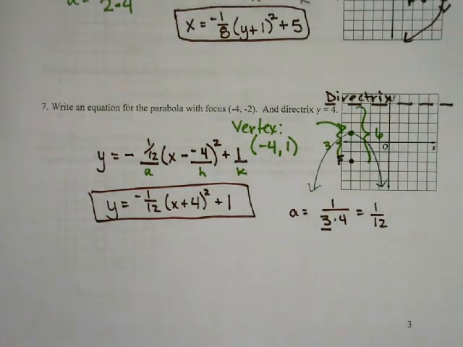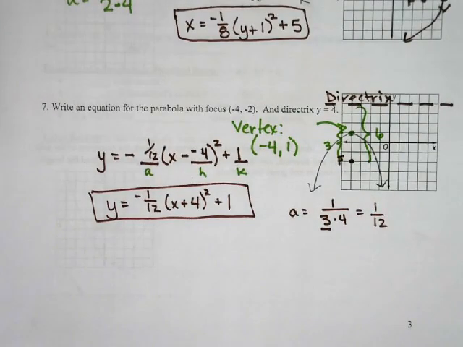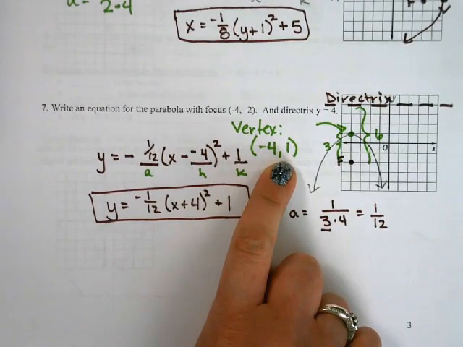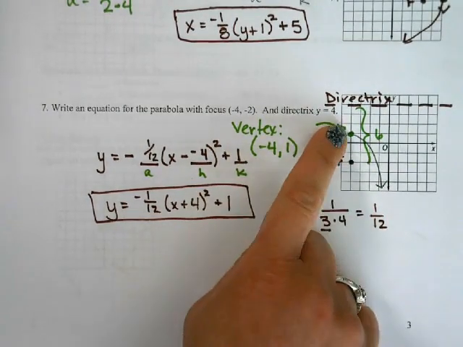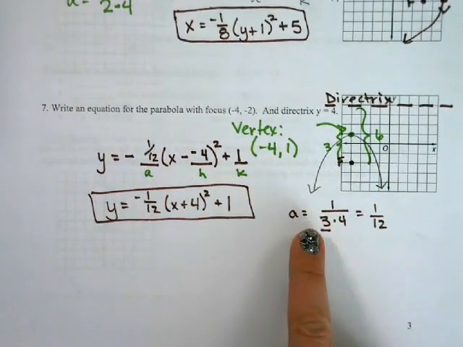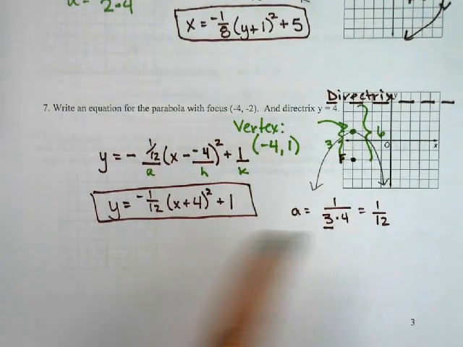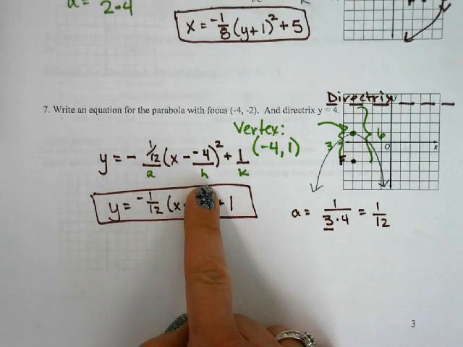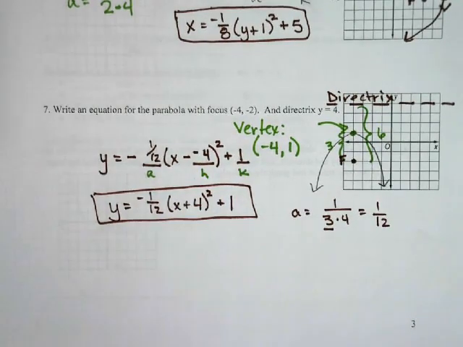That's about as tricky as it gets because they didn't give you the vertex. If they give you the directrix and the focus, we've got to find the vertex, because we can't write our equation without our vertex. So here's my vertex at -4, +1. The distance from my vertex to my focus or my directrix is 3. 3 times 4 is 12. Put it under 1. So -1/12 x plus 4, squared, plus 1. Okay, questions?